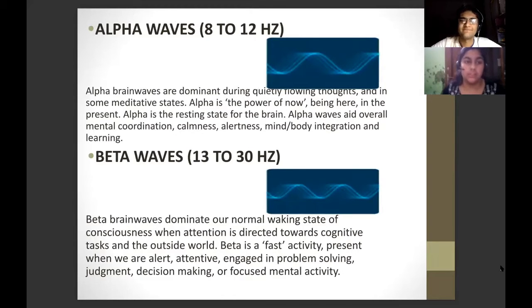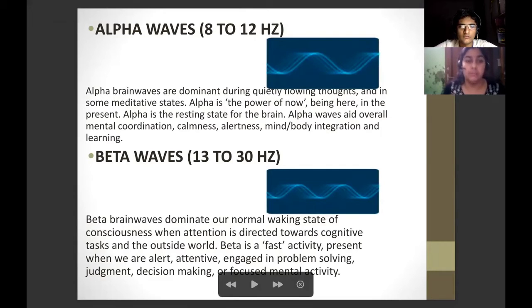The next are the alpha waves that range from 8 to 12 hertz. They are quietly flowing thoughts and are said to be relaxing for the physical and mental state of mind. Alpha waves are stress-relieving waves for our brain. They help in mental coordination, calmness, alertness, and learning of the body.